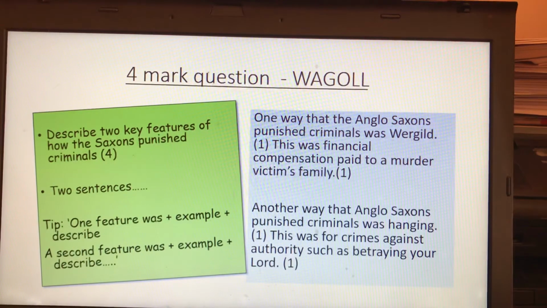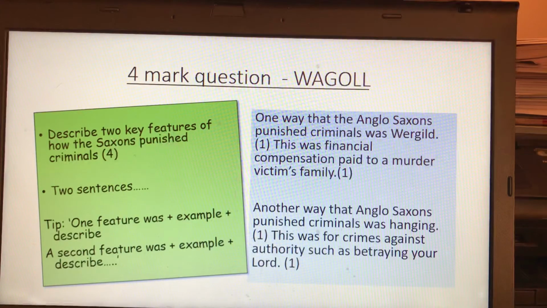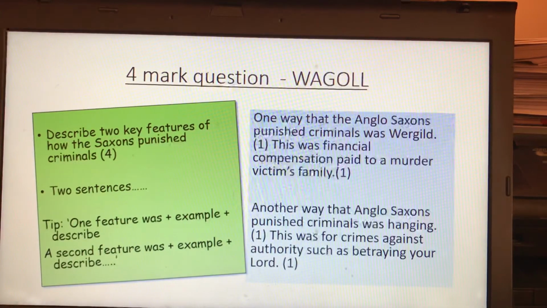One way that the Anglo-Saxons punished criminals was virgild. This was financial compensation paid to a murder victim's family. Another way that Anglo-Saxons punished criminals was hanging. This was for crimes against authority, such as betraying your lord. You can see there where I have managed to get my 4 marks.